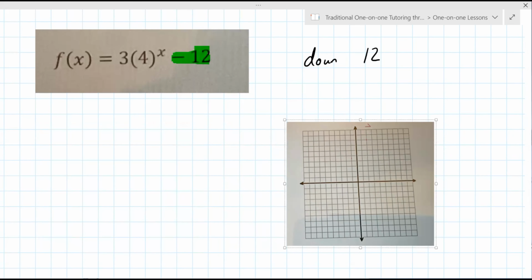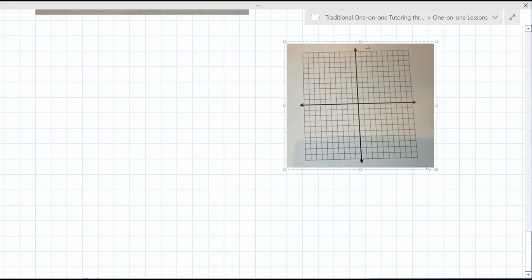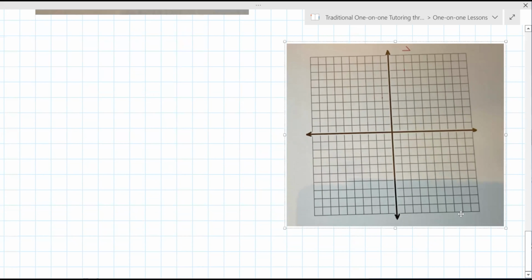So the first thing that it asks you to do in this problem is to graph the function. They ask you to graph f of x equals 2 to the power of x. Okay, so this is considered an exponential graph. And what that means is that it's going to grow. It's going to increase.